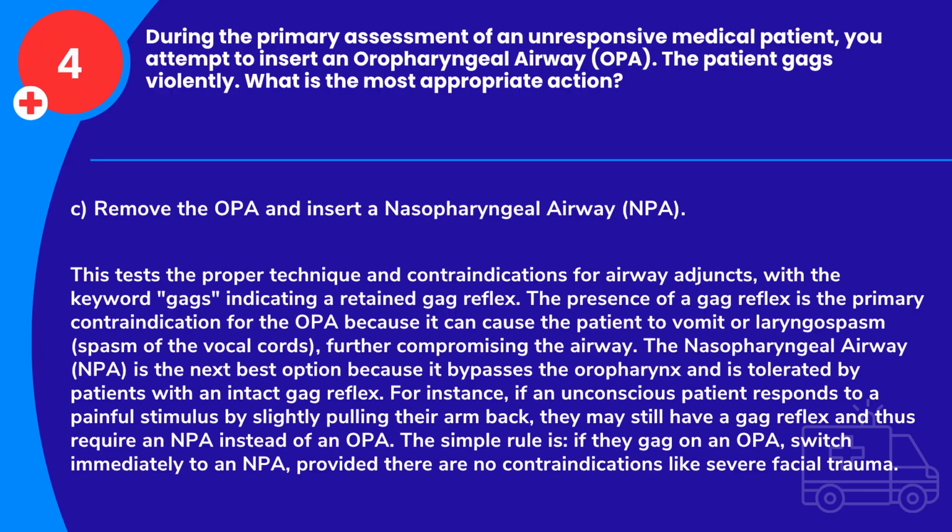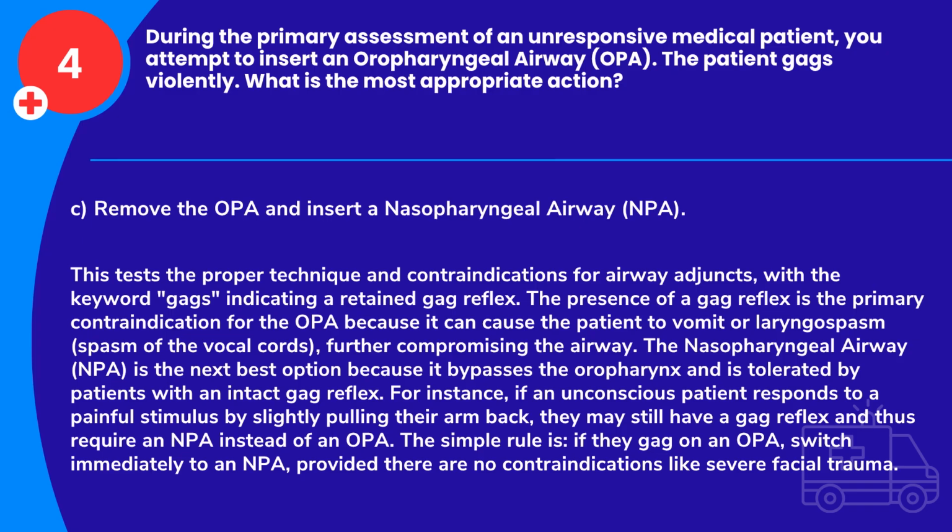Answer C. Remove the OPA and insert a nasopharyngeal airway, NPA. This tests the proper technique and contraindications for airway adjuncts, with the keyword gags indicating a retained gag reflex. The presence of a gag reflex is the primary contraindication for the OPA because it can cause the patient to vomit or a laryngospasm, spasm of the vocal cords, further compromising the airway.